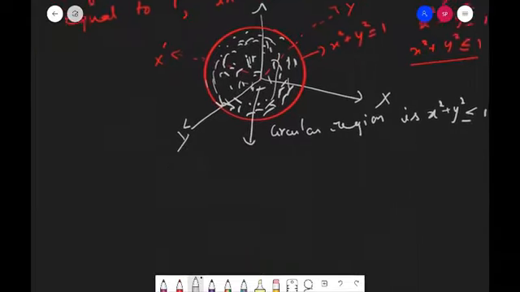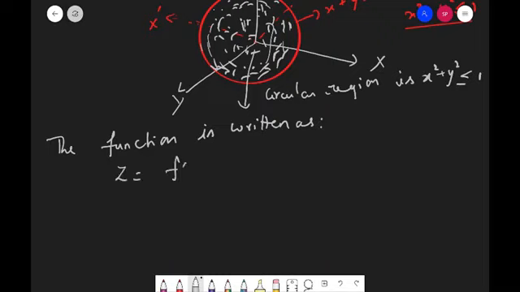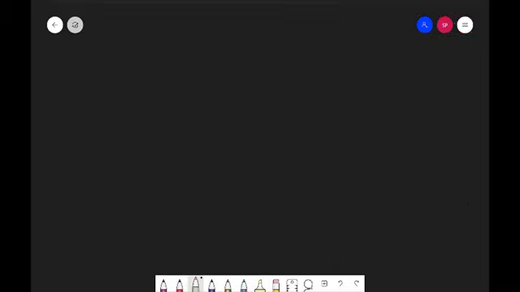And we will write this function as z is equal to f of x comma y, that is equal to under root of 1 minus x square minus y square, such that the domain is all the points (x, y) such that x square plus y square is less than or equal to 1. This is what we mean by finding the domain of a function of two variables.